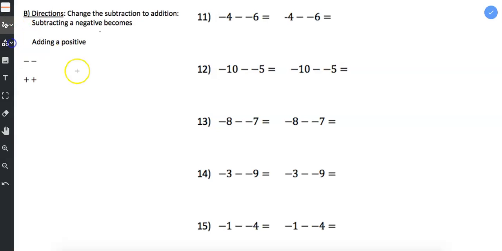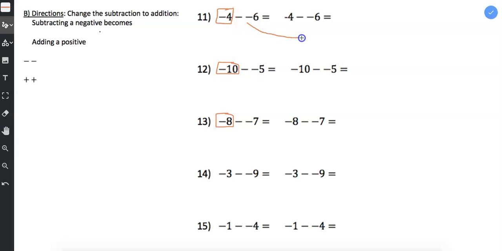Really, this is exactly the same as part A, except in part A, the first number was a positive, and in part B, you'll notice that the first number in each problem is a negative instead of a positive. But just the same, we have two of these negative symbols in the middle, or you could think of it as subtracting a negative, and we're going to change that to addition.